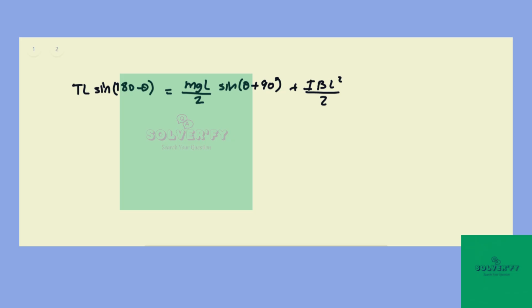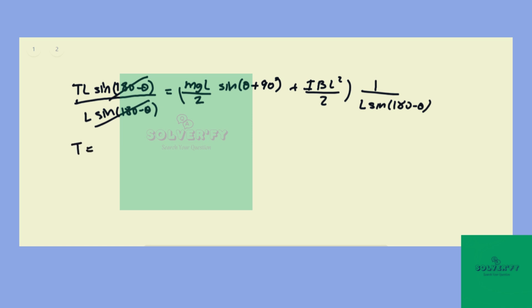Now, in order to find T, we divide both sides by L sine of 180 minus theta, and then we have the expression for the tension. Let's plug in the numbers while we're at it. The mass was 0.084 kilograms times 9.8 meters per second squared times 0.18 meters. I did the conversion. And here the sine is going to be of 53 plus 90 degrees.